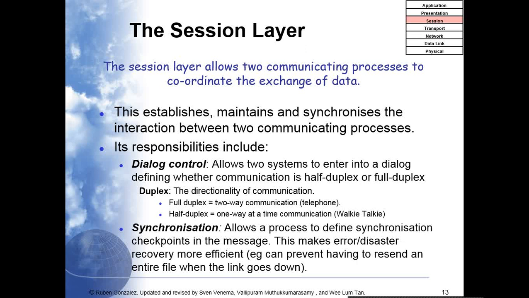Synchronization allows a process to define some checkpoints in a message. And so if you have a problem, and you've probably had this, you're downloading a big file, right? If you don't have this synchronization process, then if you download the file and it's like, say, 50 gigabytes, when you get to the last byte, if you have a problem and you don't have this, what will happen? You'll cancel the download and you'll have to start from scratch. If you have a synchronization checkpoint, it just continues from the last valid bit that it got. Does that make sense? So you have a way to do error and disaster control, basically, or recovery.